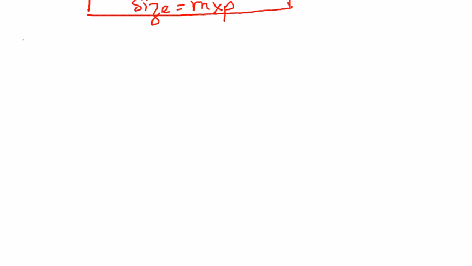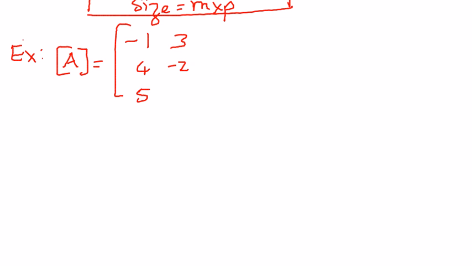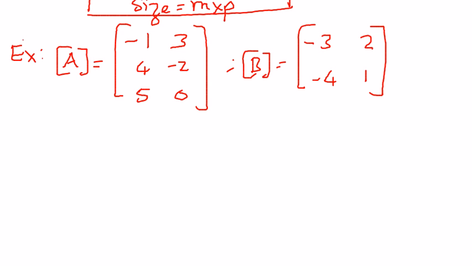Let's take an example here. In this example, A is a matrix that has elements -1, 3, 4, -2, 5, 0, and B is another matrix that has elements -3, 2, -4, 1. If we want to find the product AB, we can do the following things.